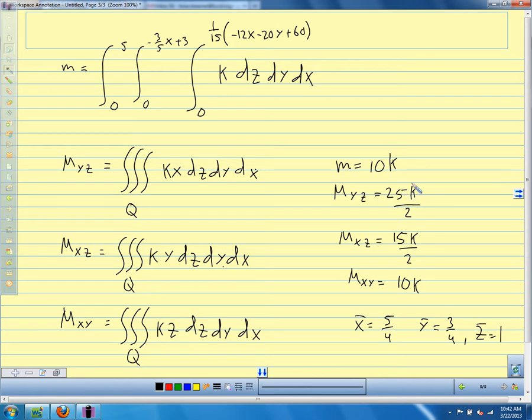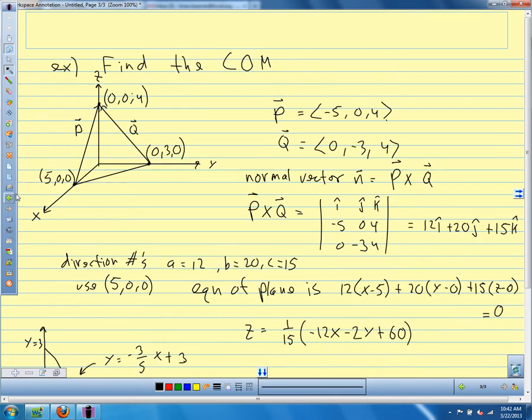And it's always a good idea to look back and make sure that this makes sense. So I'm going to look back at my surface, and if we're thinking of a center of mass, if we were to balance it at a point somewhere in the center there, our coordinates definitely make sense.